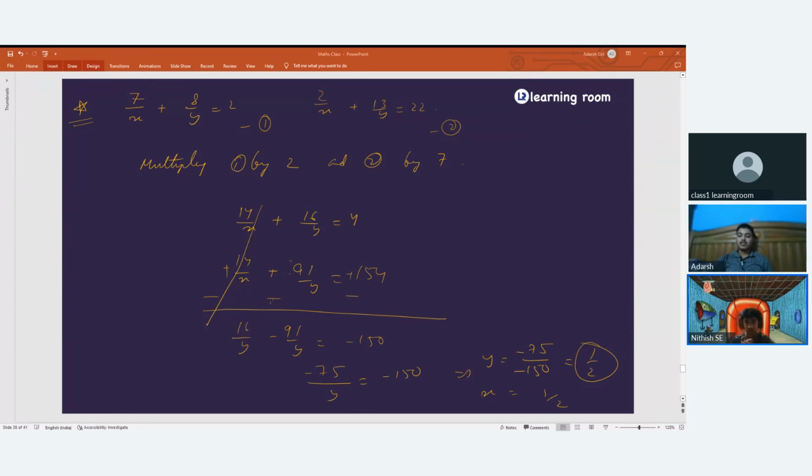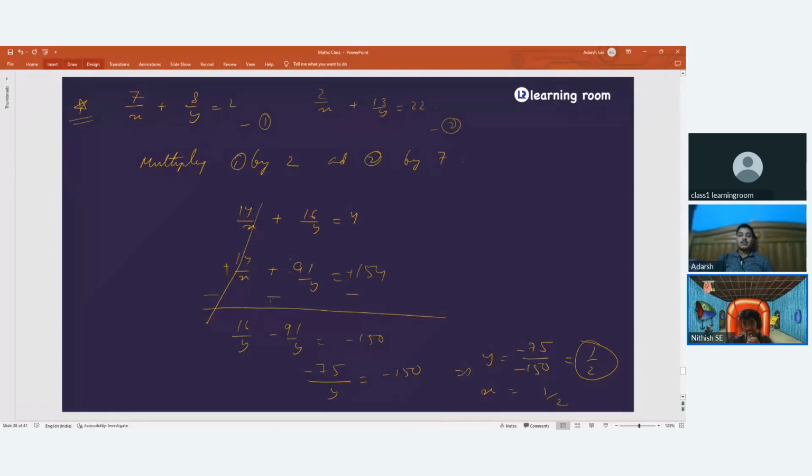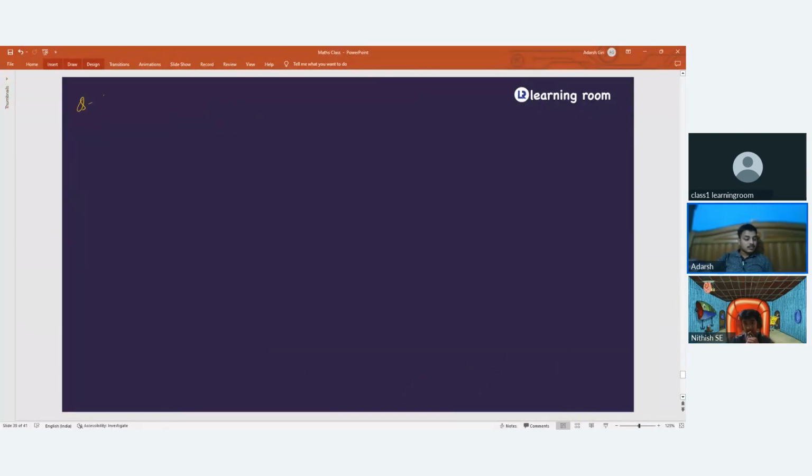I wrote this already, sir, when you were talking. Written? Okay. Now you solve this question. The question is: 30 upon x minus y plus 44 upon x plus y is equal to 10. This is one equation. Then 40 upon x minus y plus 55 upon x plus y is equal to 13.